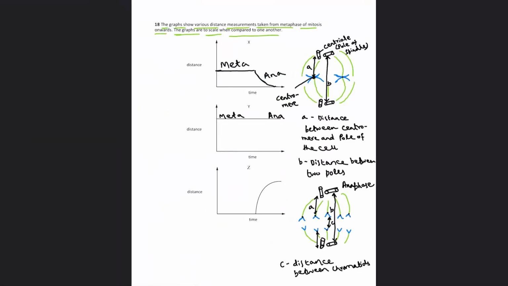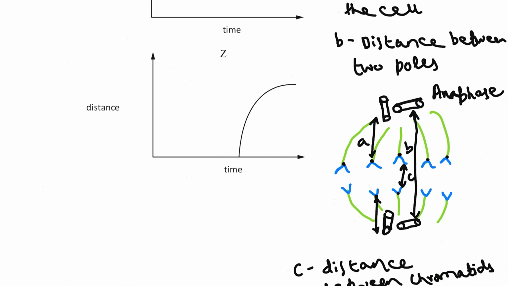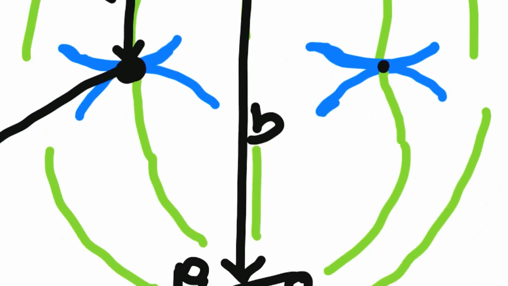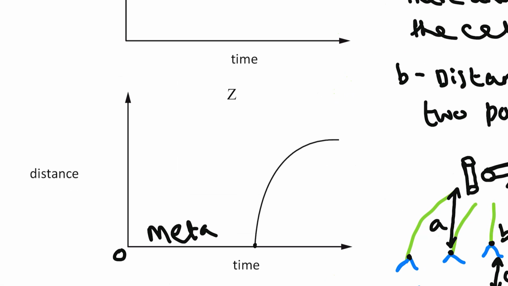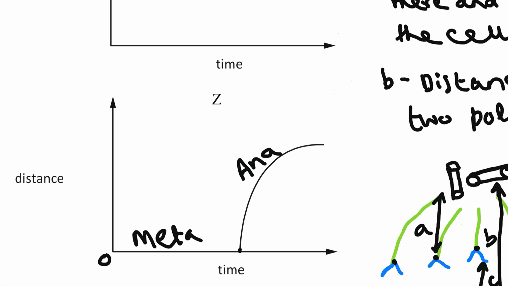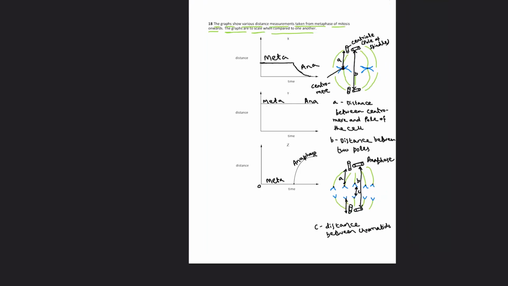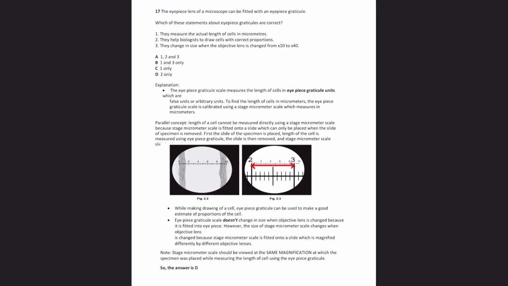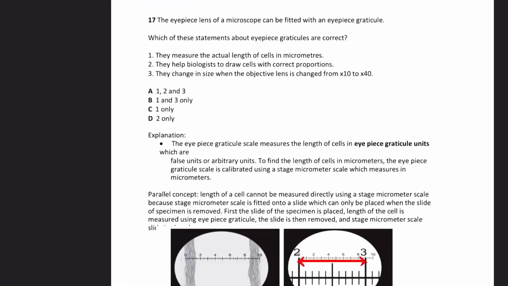And what about distance Z? Distance Z is basically this distance, which was initially 0 in metaphase because the chromatids were stuck to each other. So the distance between the chromatids was 0, and now in anaphase what happens? The chromatids separate and the distance between the chromatids increases. So Z is the distance between the sister chromatids. The answer is C. Okay, let's move on to MCQ number 17.